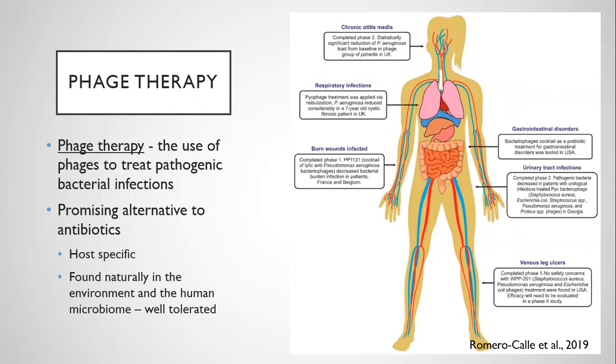Phage therapy is the use of phages to treat pathogenic bacterial infections. This is a promising alternative to antibiotics because phages are host-specific, infecting a single host species or just a few closely related taxa. They are found naturally in the environment and in the human microbiome, and so are generally well tolerated. In the last 100 years or so, there have been different trials in different disciplines, but today I'm talking about phage therapy in mycobacterial infections.